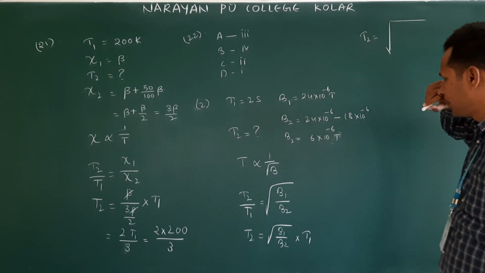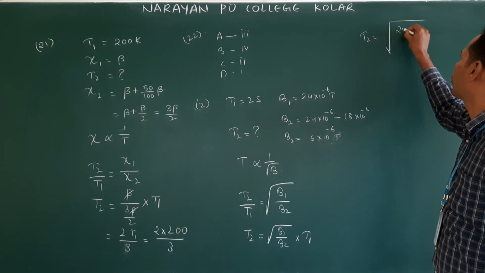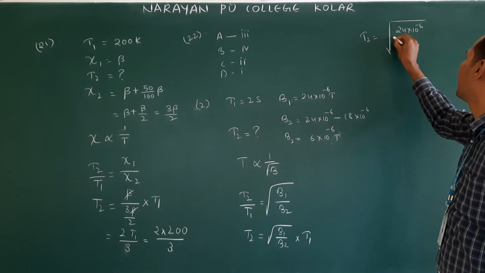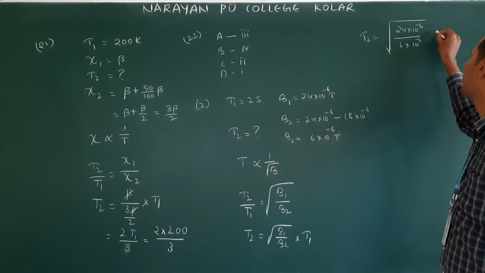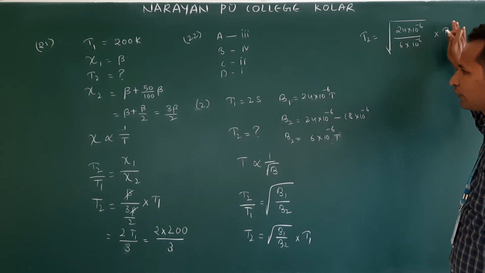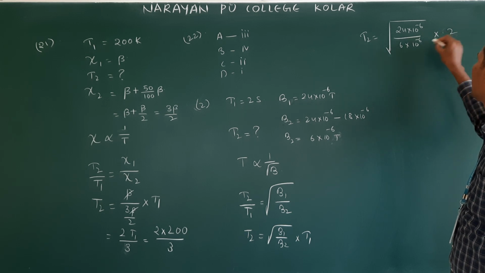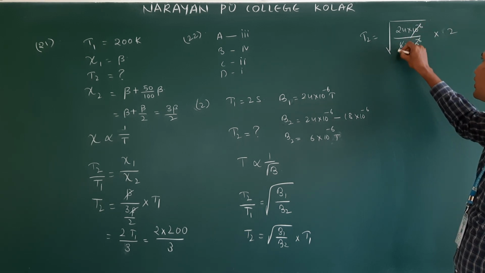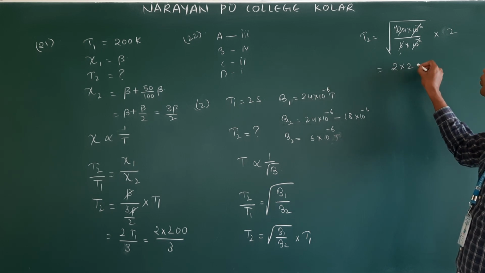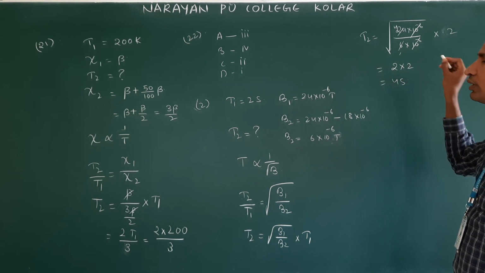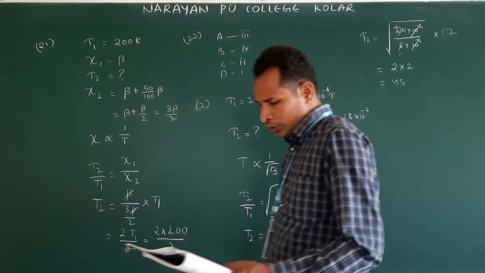square root of, what is B1 value? 24 into 10 power minus 6, by what is B2 value? 6 into 10 power minus 6, into what is T1 value? T1 value is 2 seconds. 10 power minus 6 cancels, 6 ones are 6, 6 fours are 24. Square root of 4 is 2. 2 into 2, 4 seconds. Clear?